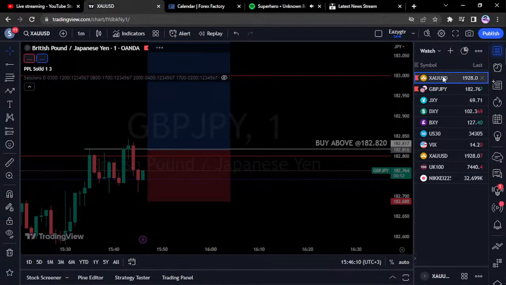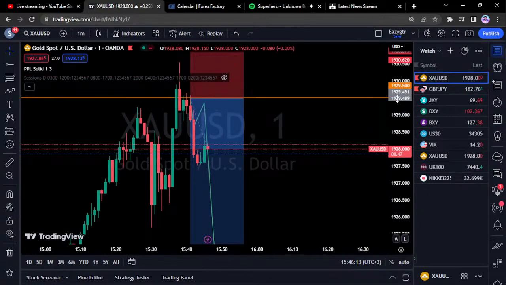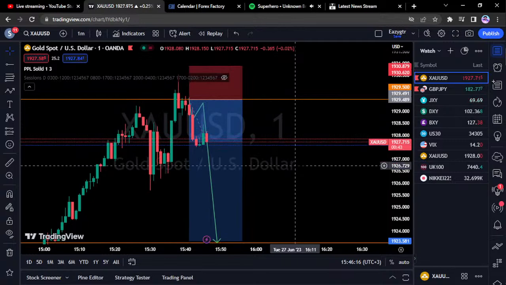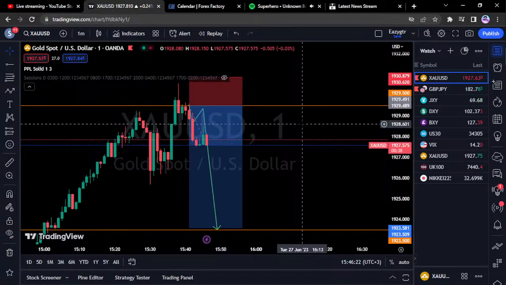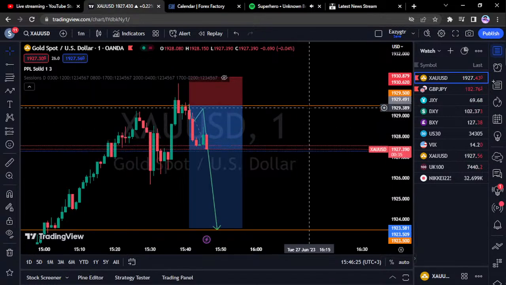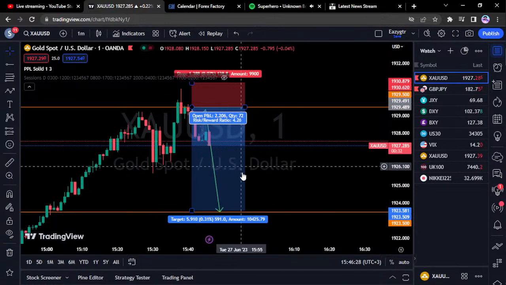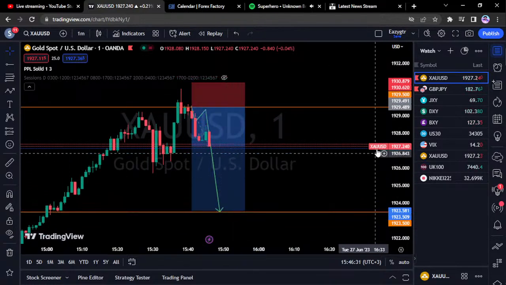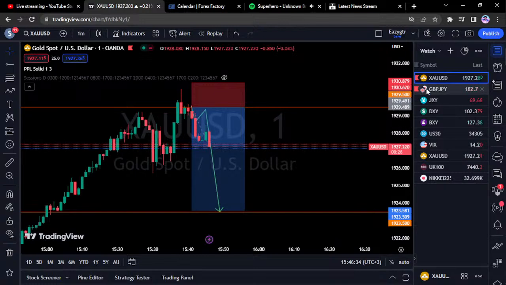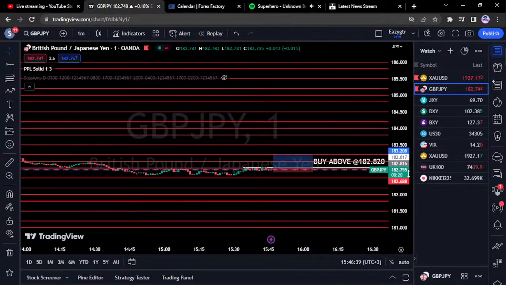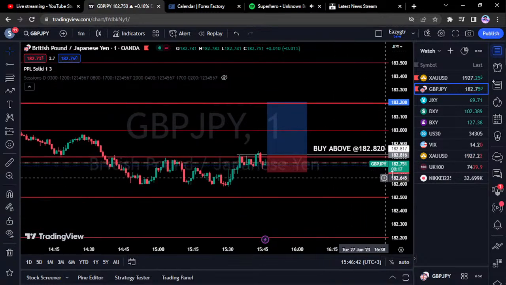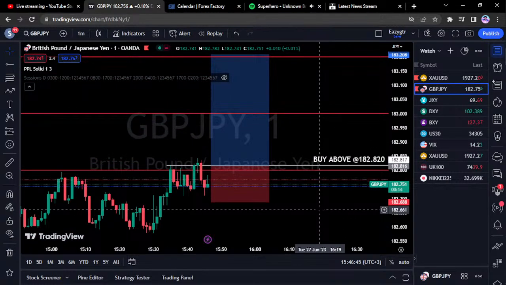As for gold, I'm still holding my trade since we haven't seen a shift in market structure, and we haven't broken above 1929.500. So I'm just expecting it to drive towards 1923.500. So as gold is doing its thing, you can look at GJ. So we haven't been stopped out, at least not yet. Let me not jinx the trade.